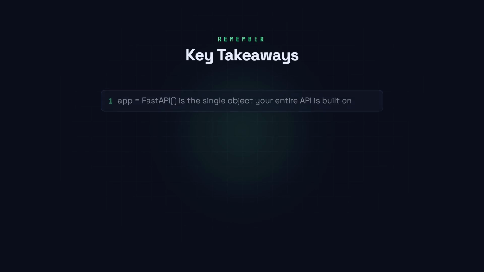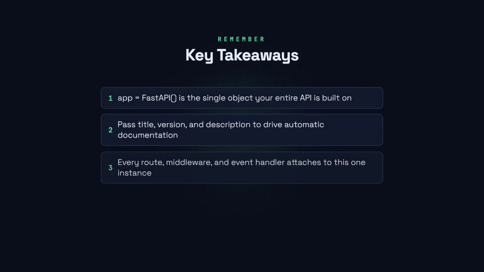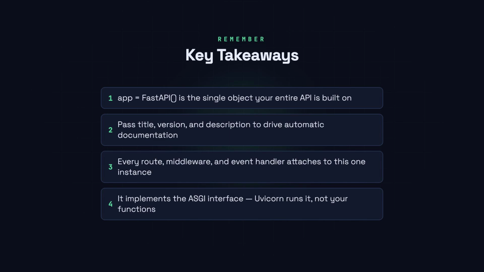Let us recap. The FastAPI application instance is the foundation of every FastAPI project, one object that owns the route table, the configuration, and the lifecycle of your service. You configure it once at startup with metadata like title and version, and then everything else, routes, middleware, dependencies, registers itself against that same instance. Understanding this object makes every other FastAPI concept easier to place, because they all connect back here.